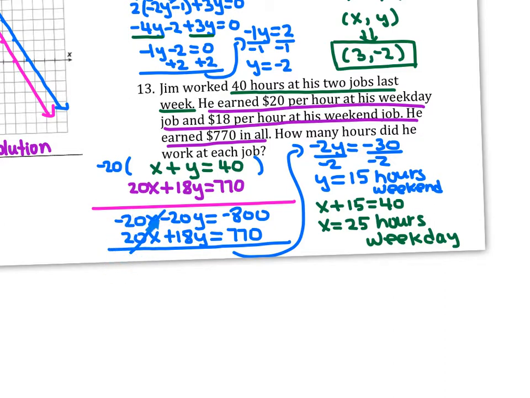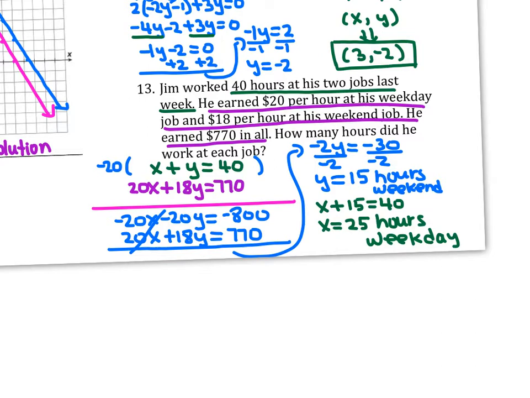The x's are canceling. Now since I multiply negative 20 times y, I got negative 20y. But if I add that to 18y, I end up with negative 2y. Same thing with the negative 20 times the 40. If I multiply it, I get negative 800. And if I add it to 770, I get negative 30. So I have this new equation here. I have to divide both sides by negative 2.